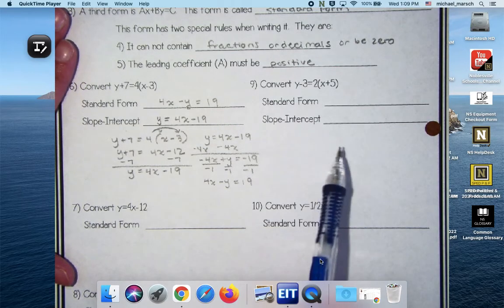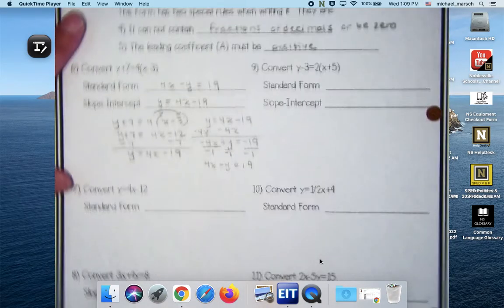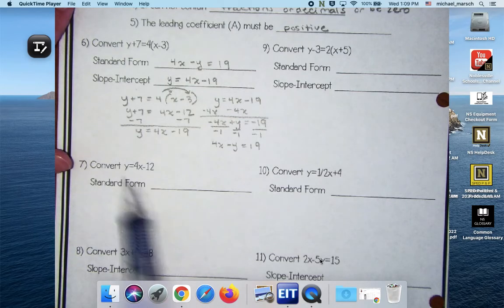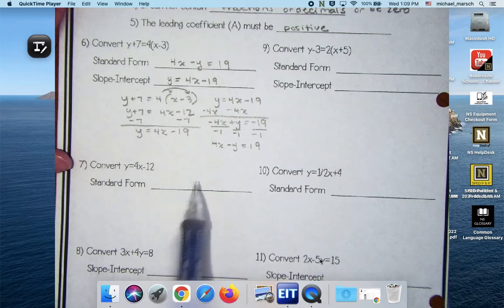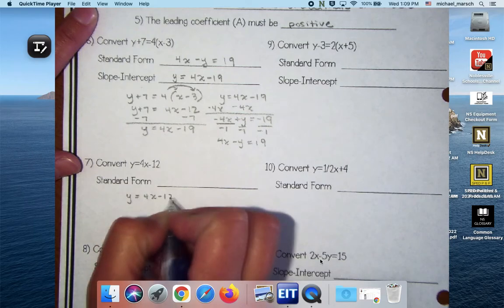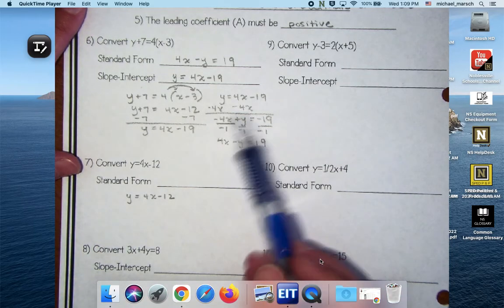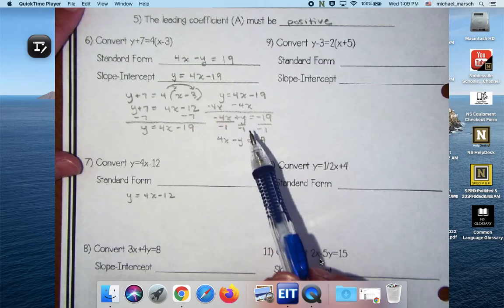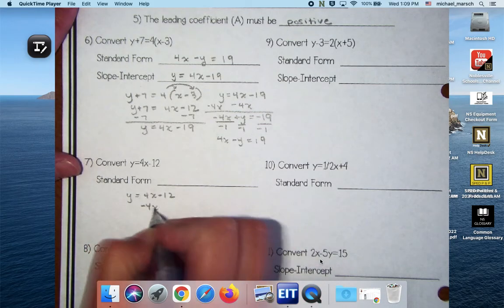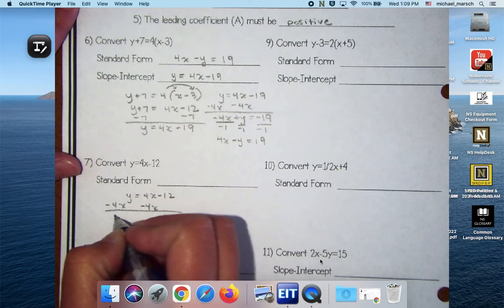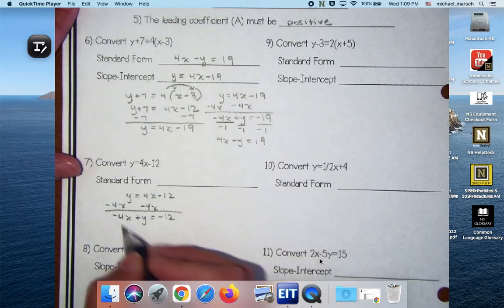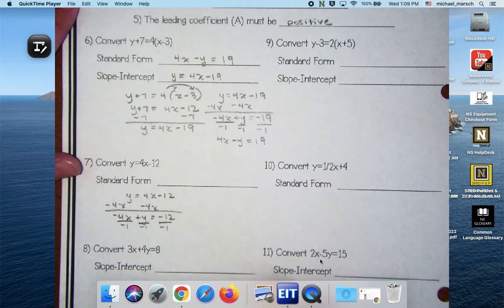We're not going to do number 9 because it's just like number 6, so let's move down to number 7. This needs to be put into standard form. It's already in what form? Slope intercept. Okay. So y equals 4x minus 12. So I'm almost identical over here to what I just did. So what will my first step be? Subtract 4x from both sides. Negative 4x plus y equals negative 12. Divide by negative 1.